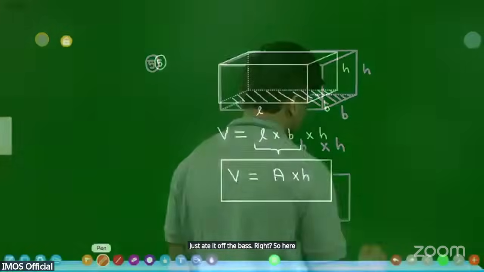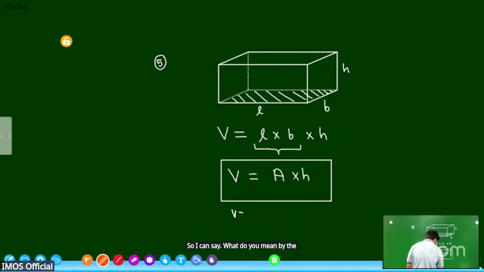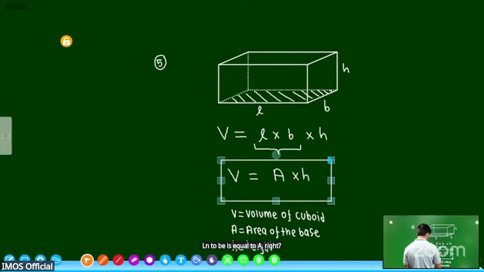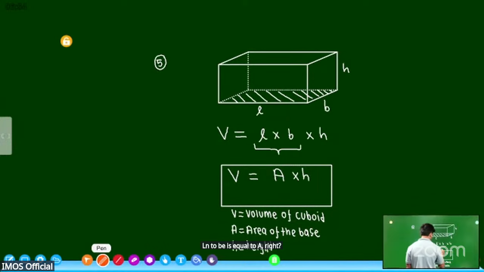So what do you mean by V? Volume. What do you mean by A? Area of the base. And what do you mean by H? Height. L into B is equal to A, right? All right. Put a heart in the chat if you can understand this properly.